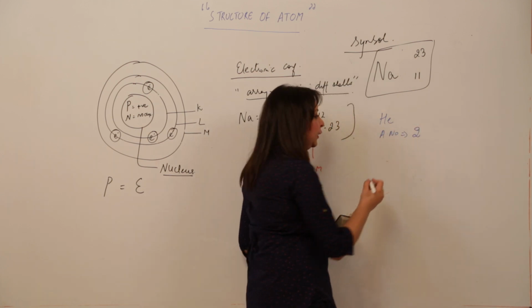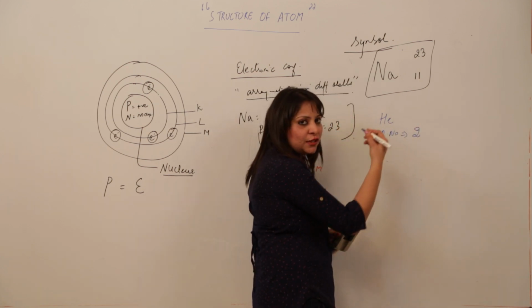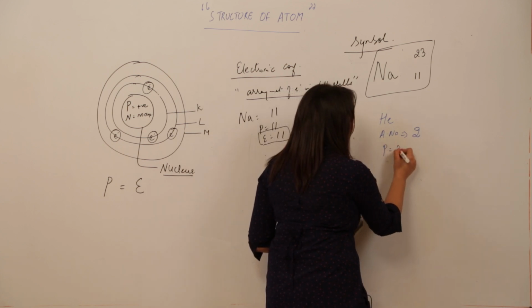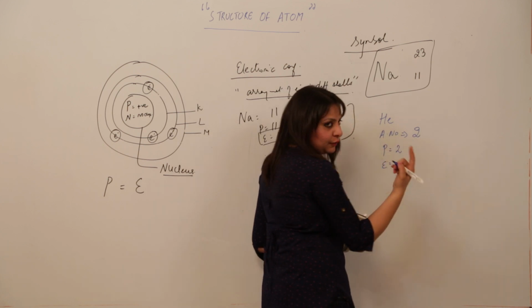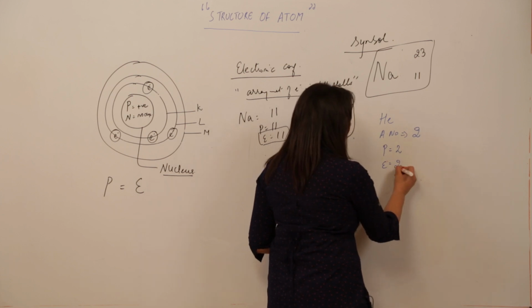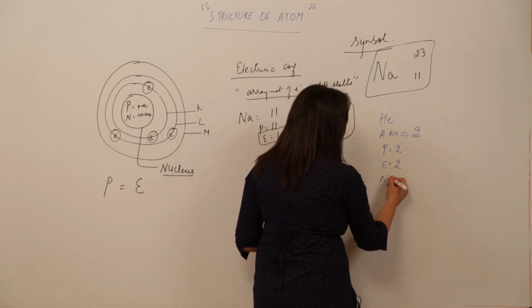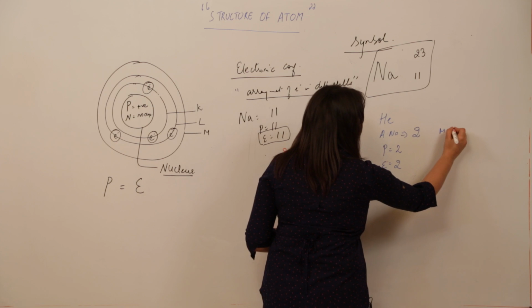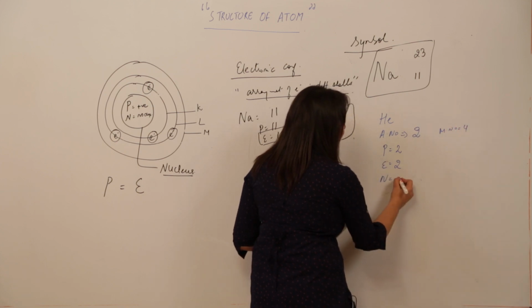So what will be the electronic configuration? Or let us first take the number of protons. How many protons? 2. How many electrons? We know it is equal to the number of protons, again 2. How many neutrons? Its mass number is 4. So how many neutrons? 2.